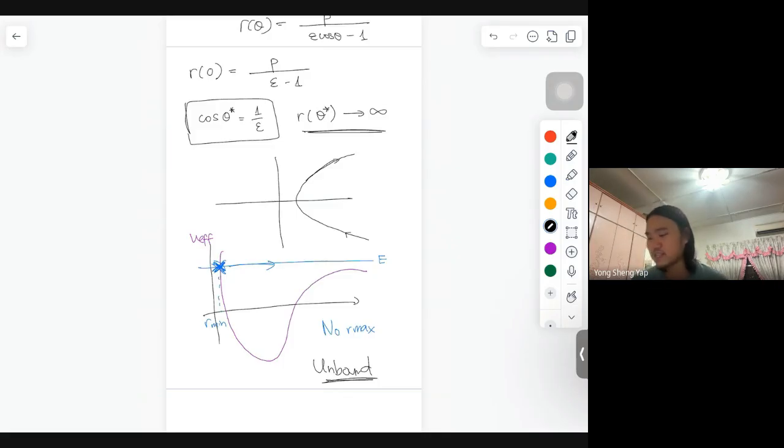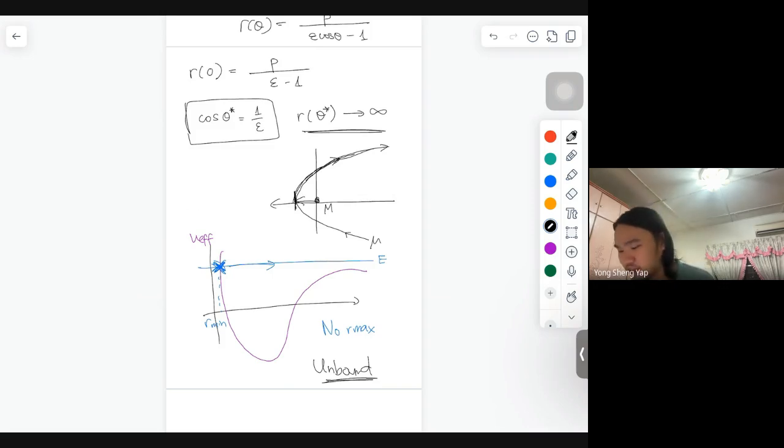In the case of gravity, this corresponds to a hyperbola where the reduced mass comes near the center of mass. Maybe I should put the origin here. It reaches an r min, and then after it hits r min, it flies off to infinity and never comes back again.